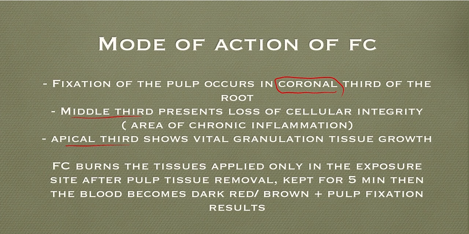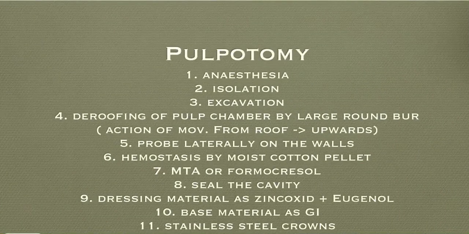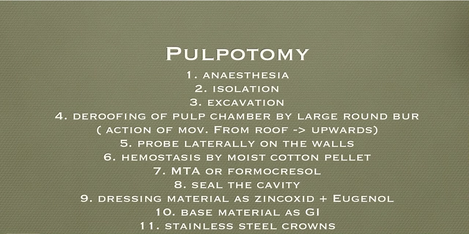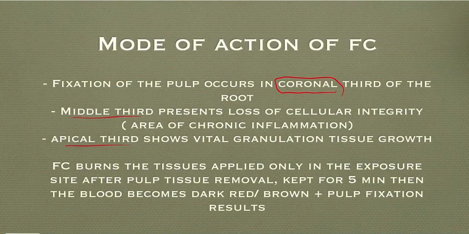After pulp tissue removal, it is kept for 5 minutes, then the blood becomes dark red or brown, and the pulp fixation resolves. So the formocresol has been used. We can also use MTA. So you put it for 5 minutes, and then you see the blood changes its color to dark red or brown.